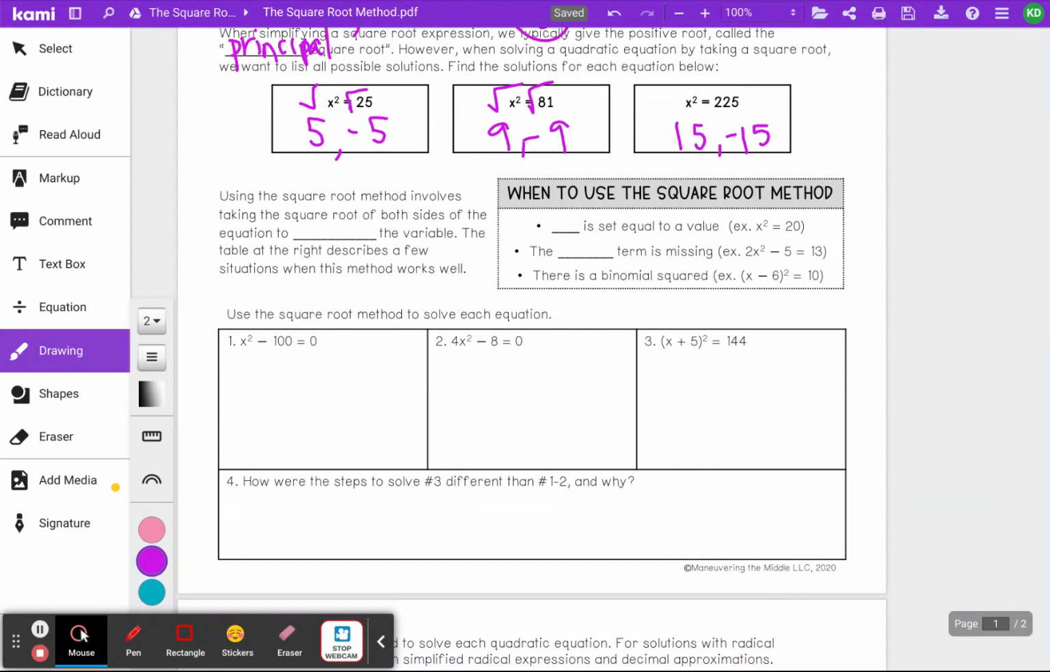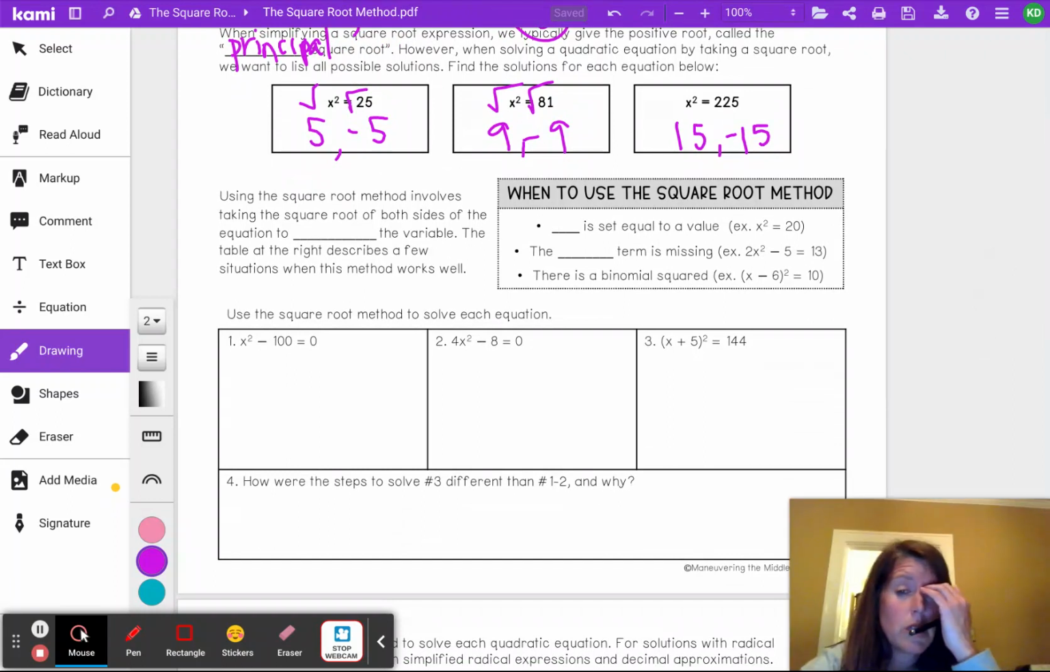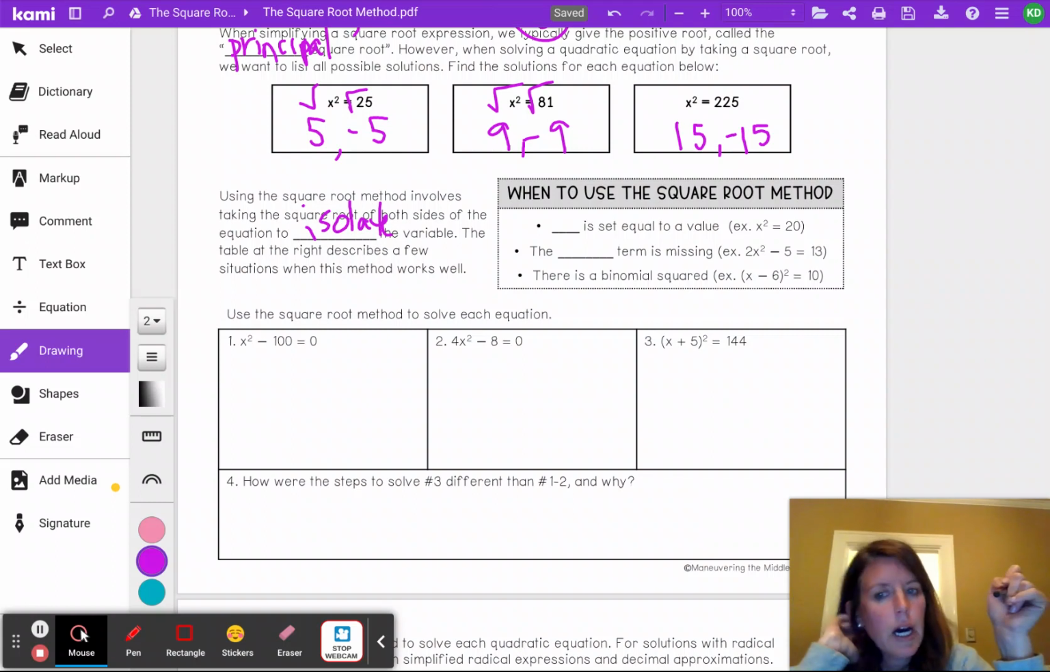So when using the square root method, that's taking the square root of both sides of the equation to, let's all say it together, isolate the variable. Because that's what we're doing when we're solving for a variable. We have to get it all by itself in order to solve for it.